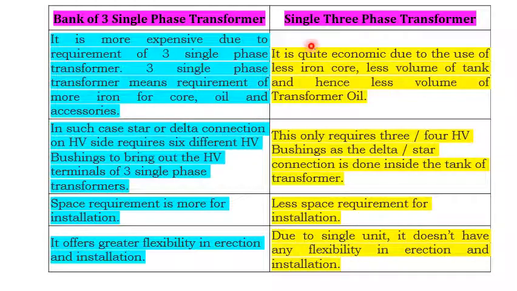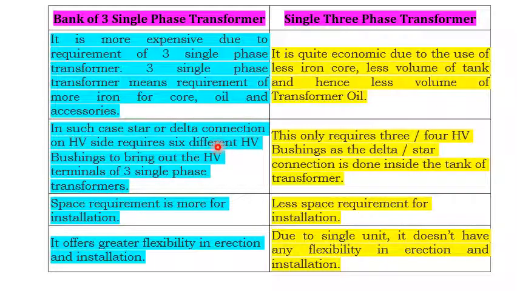Now if you go for a single 3-phase transformer, it is quite economic due to the use of less iron core, less volume of tank, and hence less volume of transformer oil. This is the one difference, that means economy. So if you go for the bank of 3 single phase transformers, it is more expensive. If you go for a single 3-phase transformer, it is less expensive.